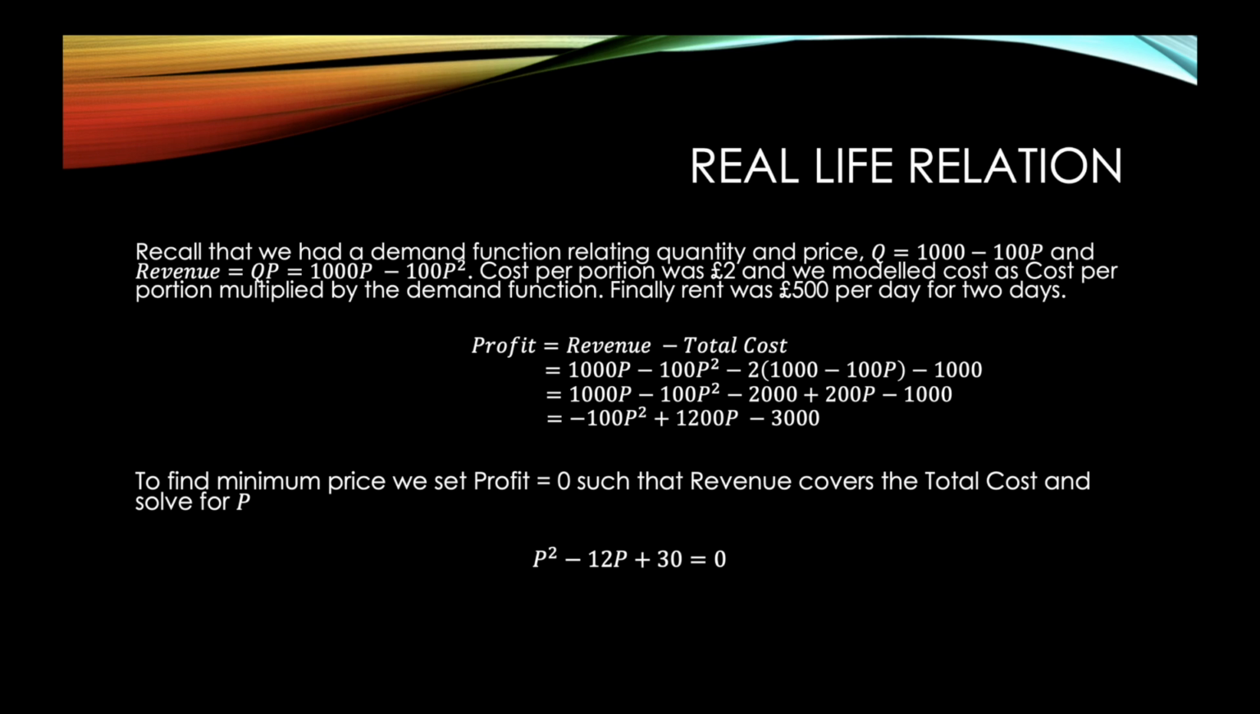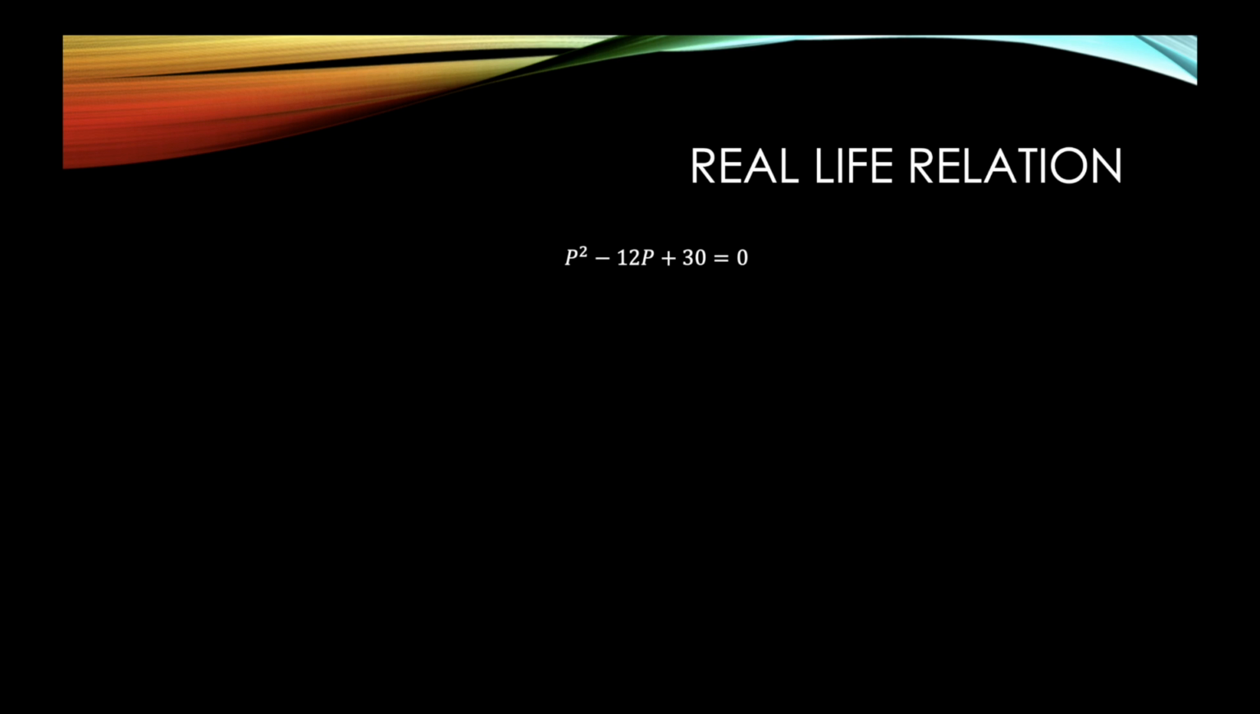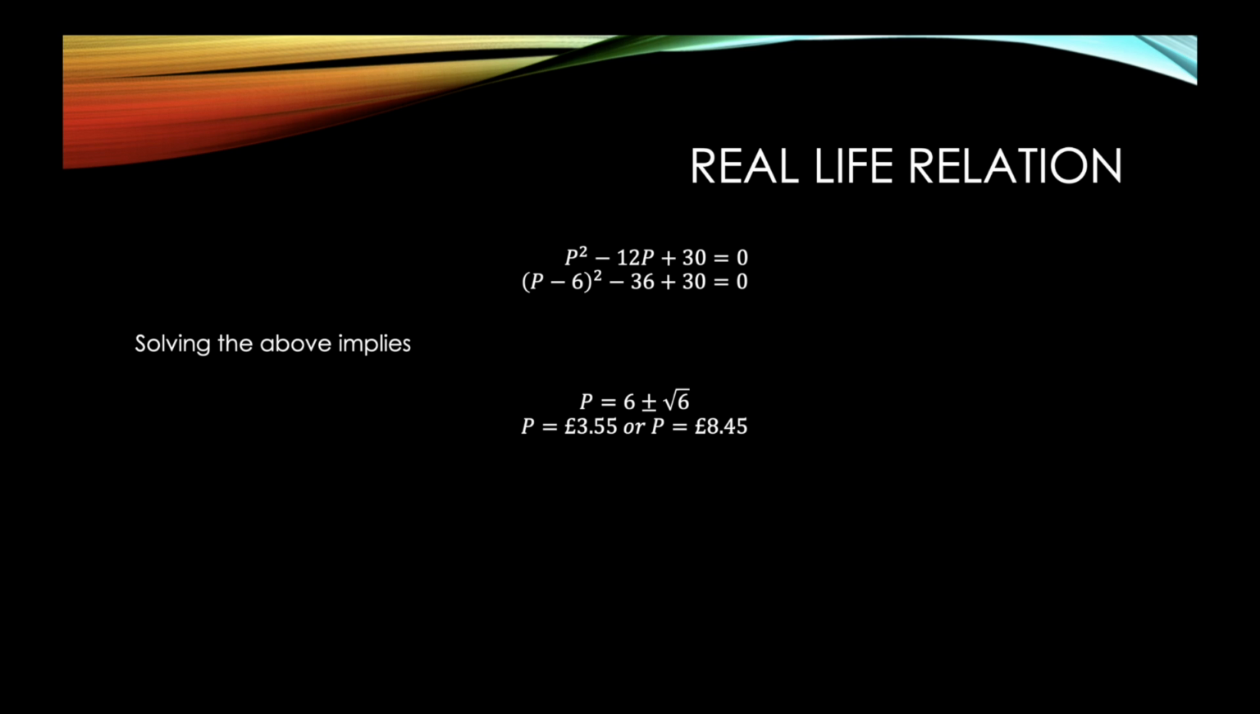First, notice that the linear coefficient of p is negative 12, so we halve that and we have minus 6. You add minus 6 to p, the variable you're looking for, and you square the whole of that. That means you have p minus 6 all squared minus 36, which is the extra term from squaring p minus 6, plus 30 is equal to 0. Then you solve it and you have p is 6 plus or minus the square root of 6. That implies that p is equal to £3.55 or £8.45.